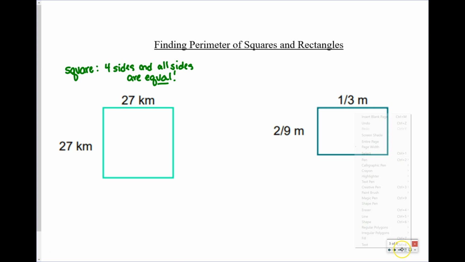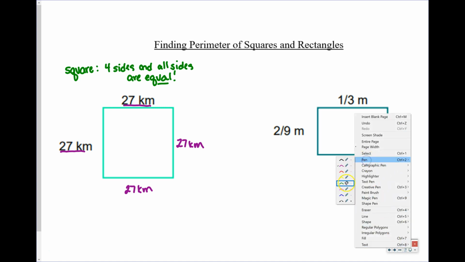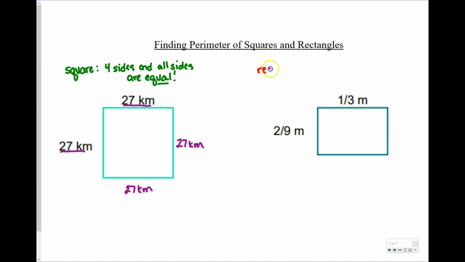So for this one, this side is 27 and this side is 27, so you can make the assumption that it's a square, and this side must also be 27 and this side must also be 27. In this learning target, the hard part for you is going to be making those assumptions, using what you know to assume, well, if I know this side is that, then the other side has to be that as well. So all of these sides are 27 kilometers. A rectangle, on the other hand, is similar to a square.